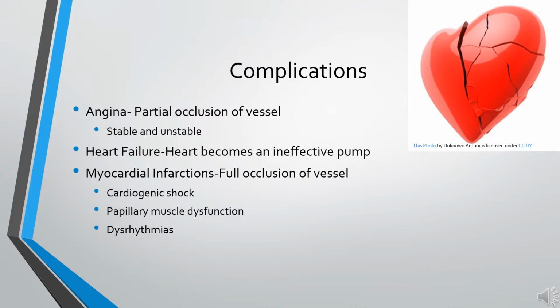A little more serious, unstable angina occurs after the plaque ruptures. The body tries to correct the rupture and forms a clot that can completely occlude the vessel. This is when the patient would experience chest pain, even at rest.